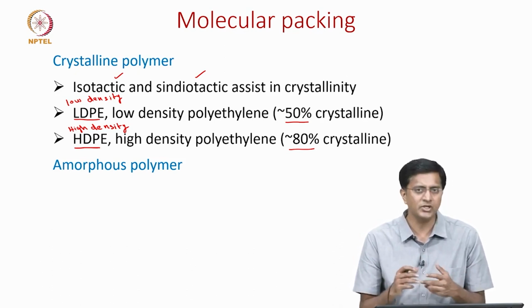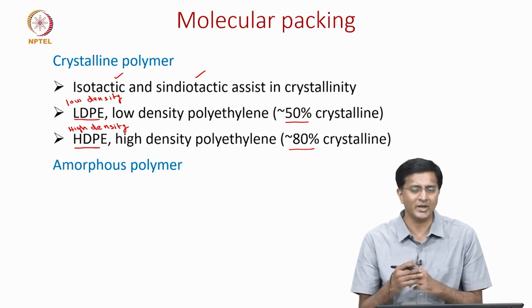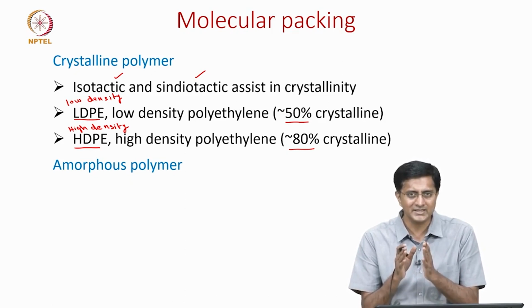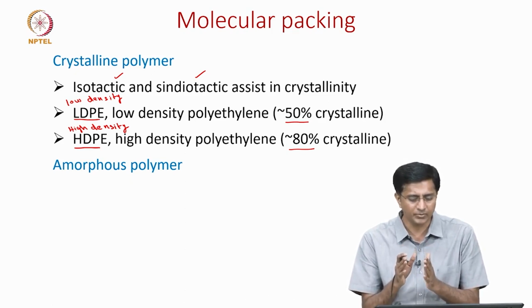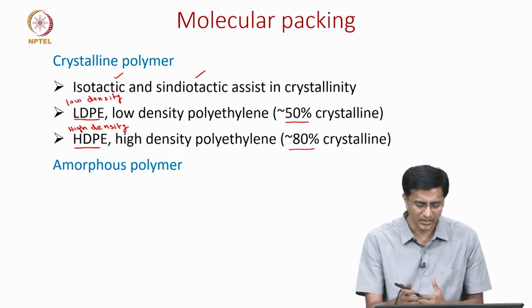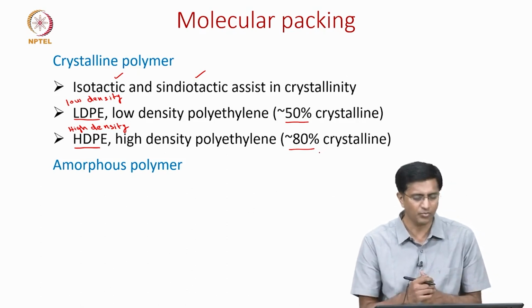But in HDPE, we can choose some precision manufacturing processes where the polyethylene is less disturbed. When it is less disturbed, because of its innate chemical structure, there is a chance for more and more crystallinity, and that is why we get 80% crystallinity with high density polyethylene.